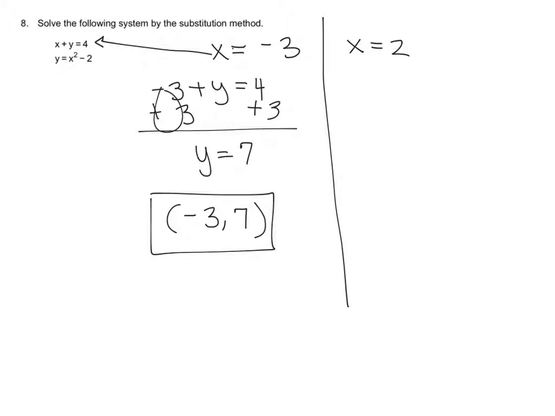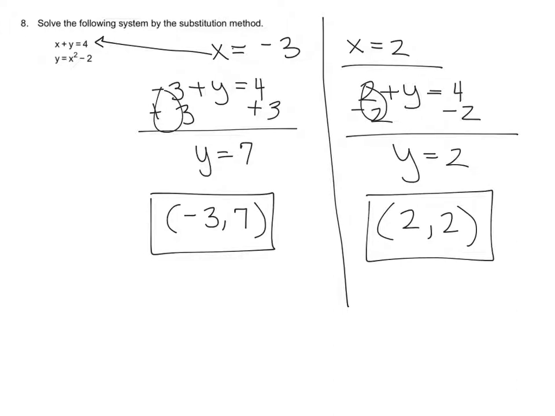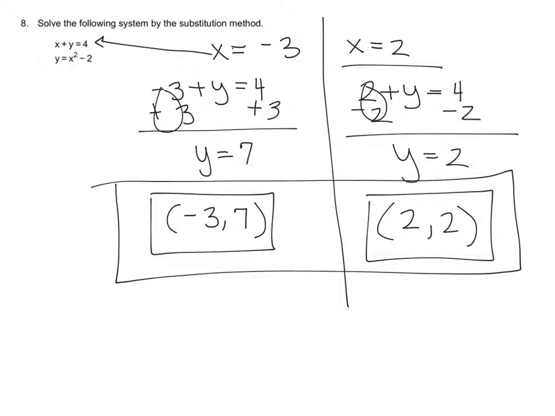Now I'm going to plug in x equals 2 into the first equation and solve for y. So I have 2 plus y equals 4. I'll subtract 2 from both sides, and we get y equals 2. So whenever I plugged in a 2 for x, I got a 2 for y. So my second ordered pair solution is 2, 2. So the solution to the entire system of equations is negative 3, 7, and 2, 2.